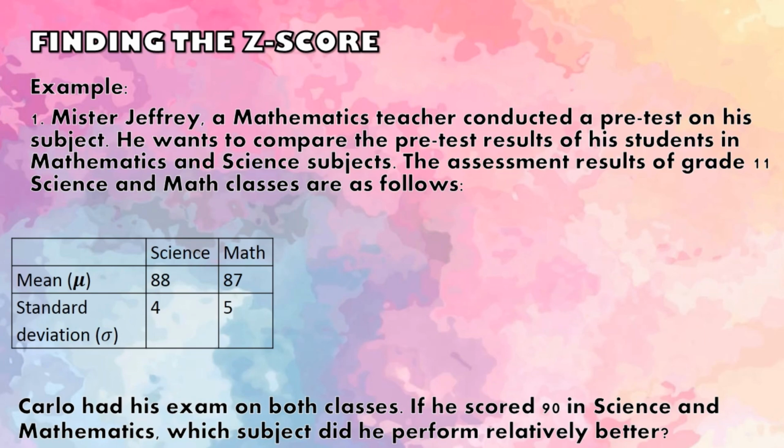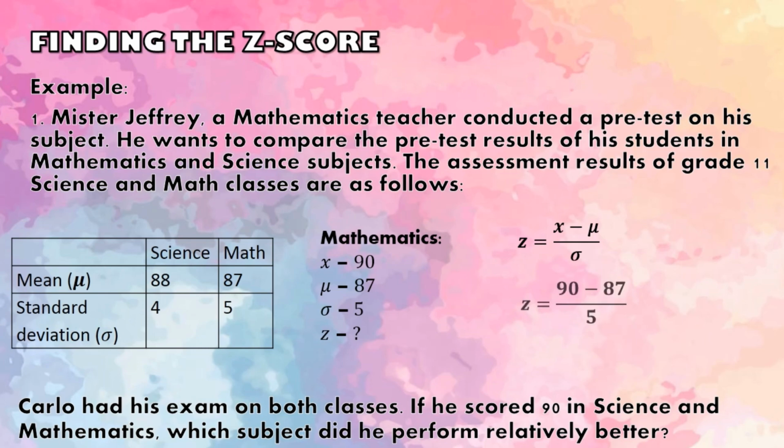Now, let's have the solution for mathematics subject. Let x be the raw score, which is 90. The mean is equal to 87. The standard deviation is 5. And the missing is the z-score. By applying the formula of the z-score, simply substitute all the values given. Therefore, the z-score for mathematics subject is 0.6.